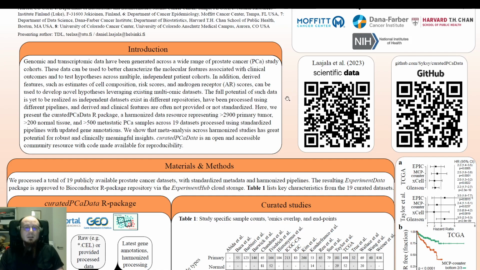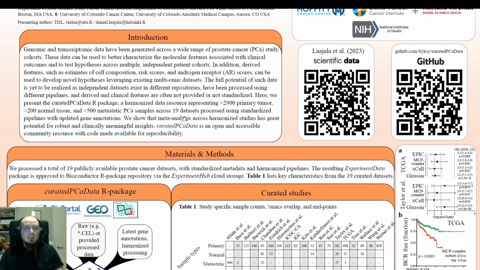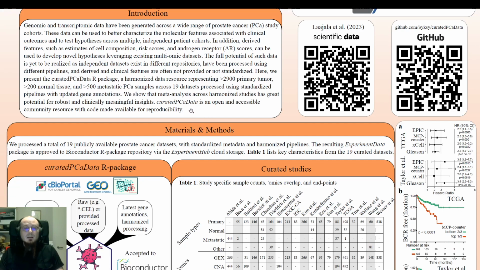The motivation behind the work is that there are a lot of open prostate cancer datasets out there. However, what we found was a lack of effort to try and harmonize those studies so that they could be leveraged together. So, we identified 19 datasets and tried to process them in such a manner that they would be comparable to each other. We ended up with over 2,900 primary tumor samples, over 200 normal tissue samples, and over 500 metastatic prostate cancer samples across these 19 datasets. And all of these are offered via an R package called curatedPCaData.